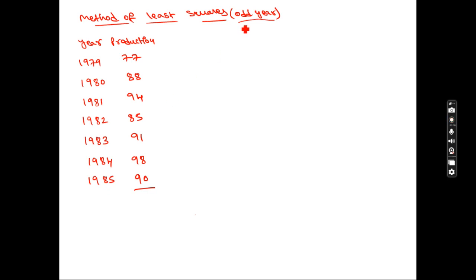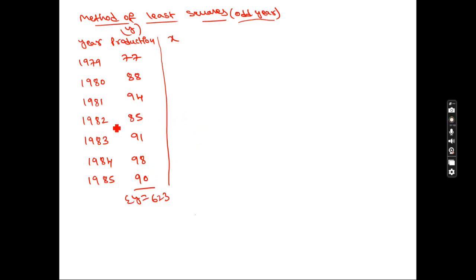For the even year problem and the odd year problem, the process is a little bit different. You need to understand what production is given. You need to assume this as the y value and take the total of y. You will get a total of 623. After this, we have to find the x values. How to find the x values? The number of years is odd now, so the years are 7 years.